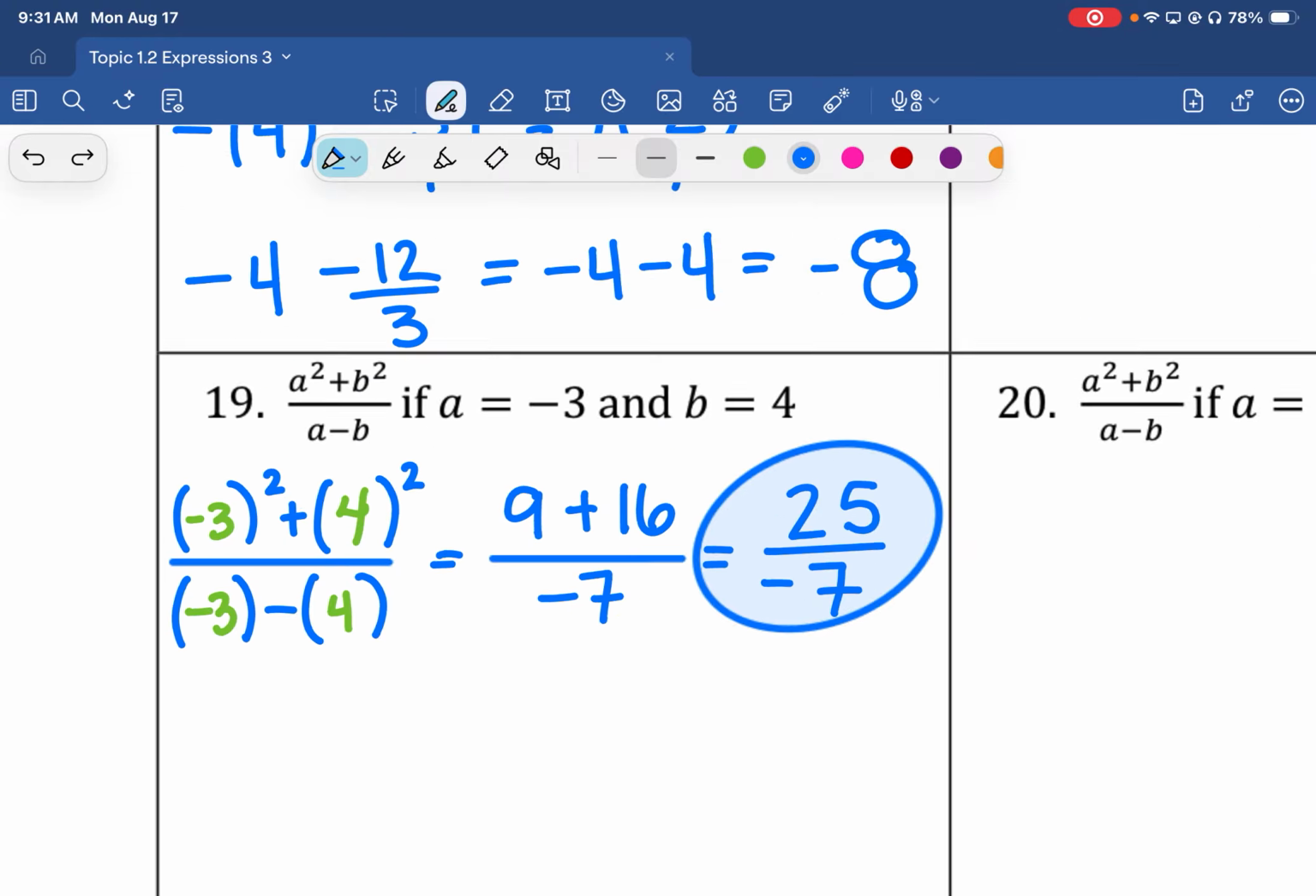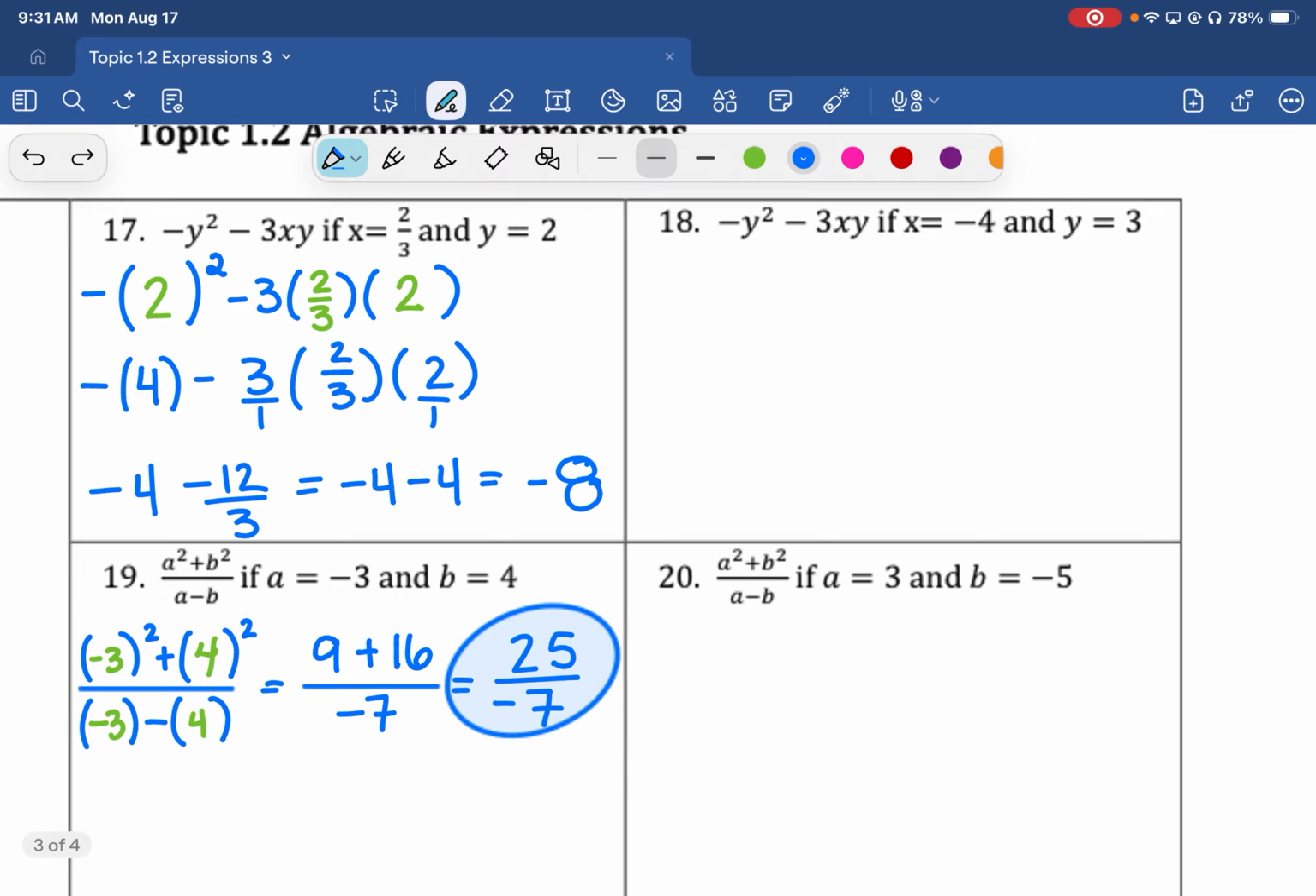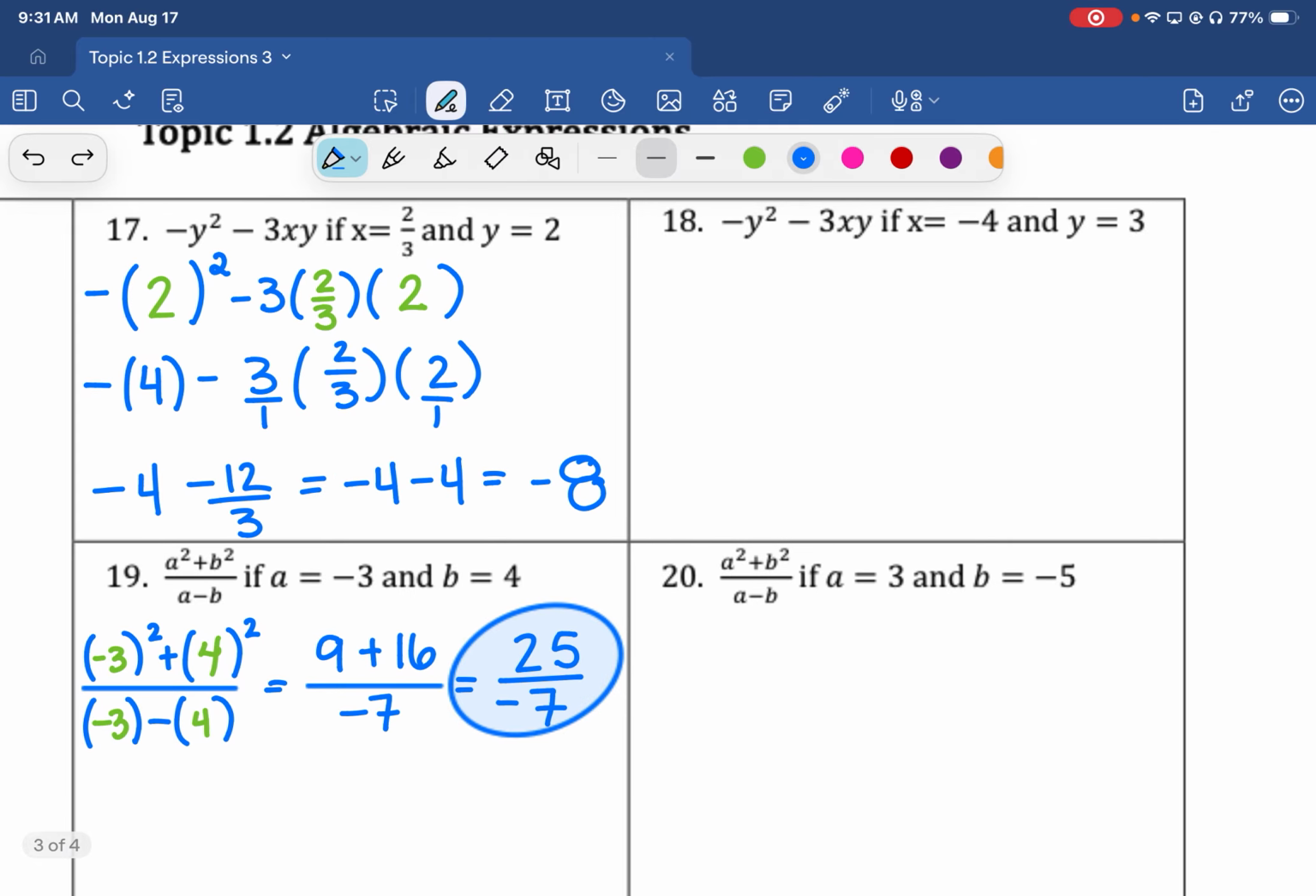All right. So I want y'all to do question 18 and 20. The setup for both is the same. It is just the plugging in that's different.